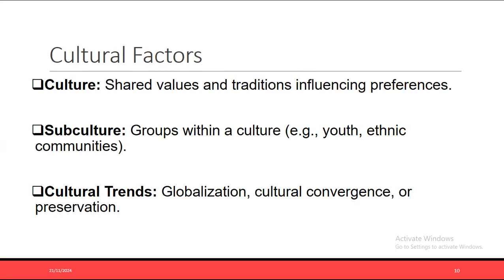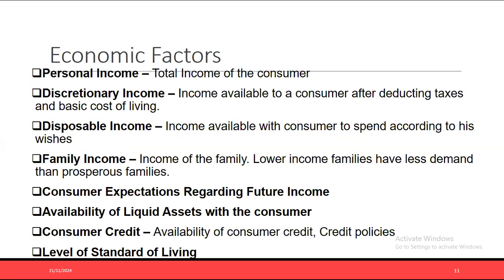So that is also important because the shared values of some of these subcultures influence consumers from those groups. All right. Then you have modern trends in culture like globalization, cultural convergence, and the issue of preservation or sustainability. All right. So if these are such that your consumer holds them dear, then they are going to form part of the factors which will influence their behavior on whether to make a purchase or not, and how to even make the purchase.